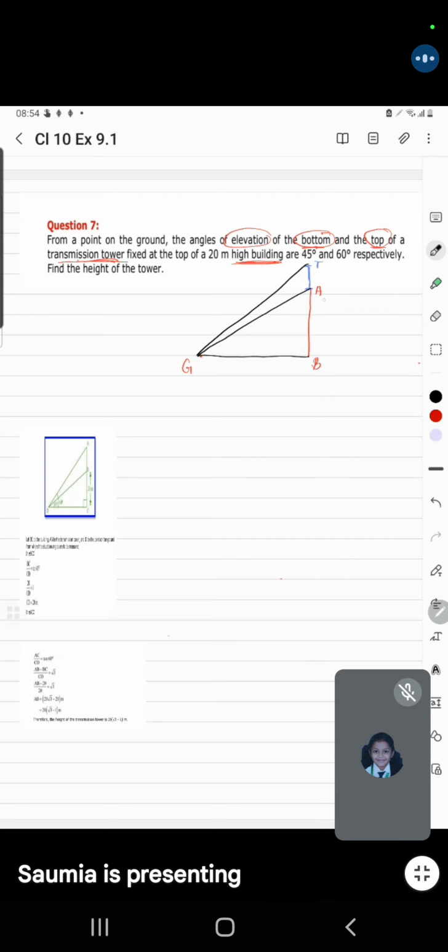Understood? AB is the building. On top of the building there is a transmission tower, and on the ground there is a point from where someone is looking at it. Now this much is clear. Yes, ma'am.